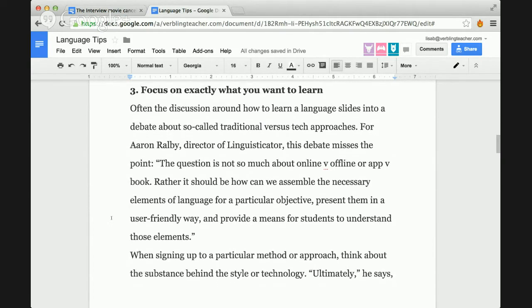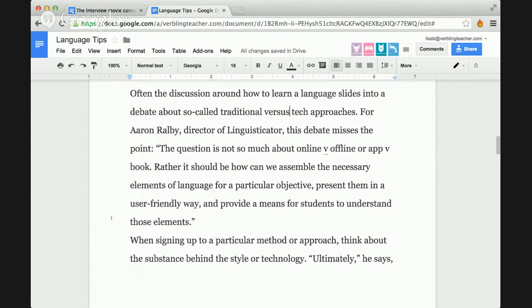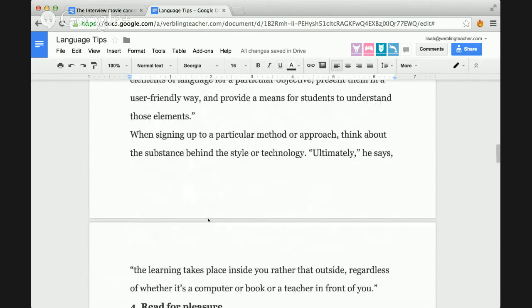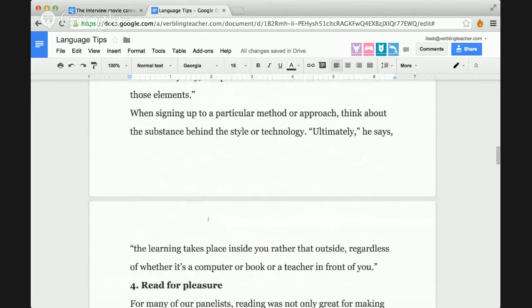Rather, it should be how can we assemble the necessary elements of language for a particular objective, present them in a user-friendly way, and provide a means for students to understand those elements. When signing up to a particular method or approach, think about the substance behind the style or technology.